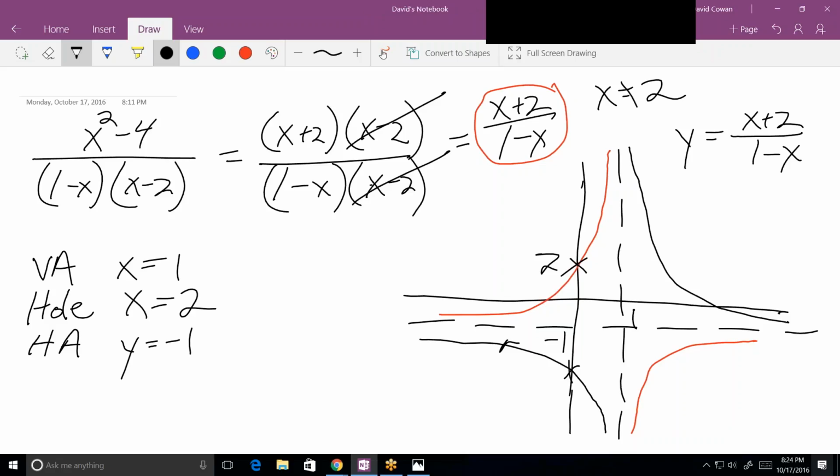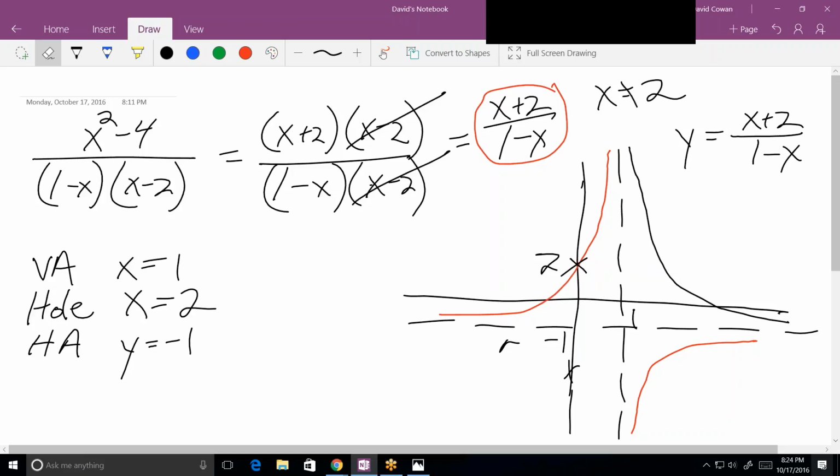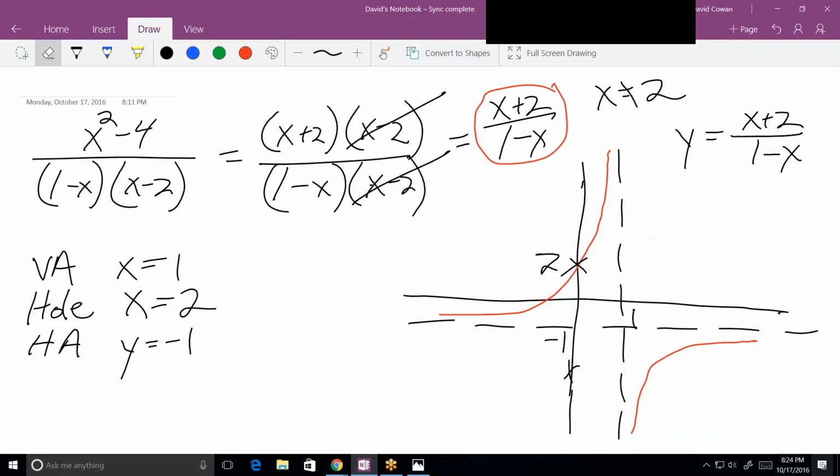So I immediately know that it's not the black curve, it's the red curve. Let's erase the black curve and go with the red curve. Now let's make sure the rest of the points make sense. And you can tell from the red curve that we only have one y-intercept, and it's at 2.